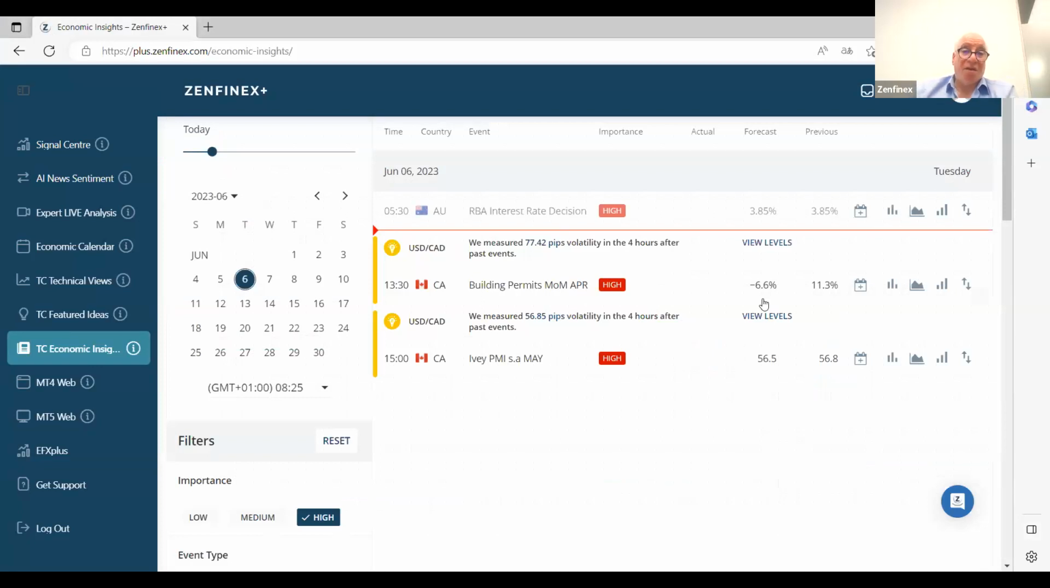Right, so this is the free ZenFinex portal, which has all these tools here, which I'll cover on a separate webinar. But essentially, we're going to look at the calendar and see how the calendar might help us to either be aware of any news upcoming or not. So we haven't got much coming up, except for the Aussie and the Canadian dollar. So let's just have a look at what impact this had on a previous news announcement.